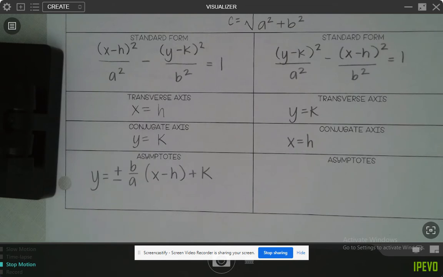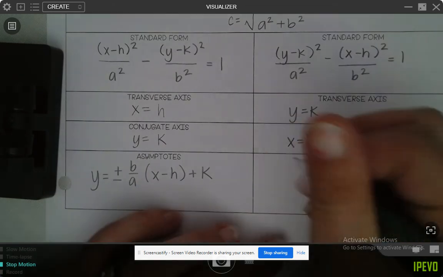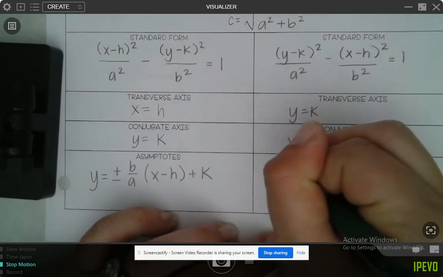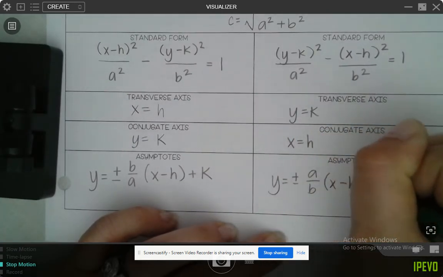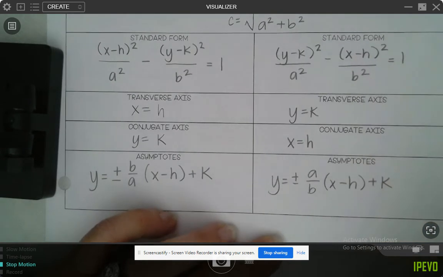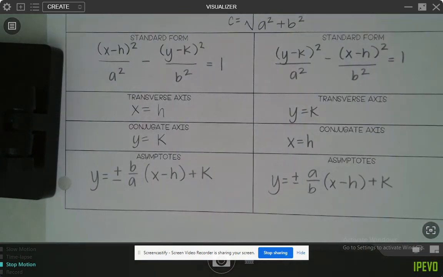That's if it's horizontal. If it's vertical, it's A over B, x minus h plus k.